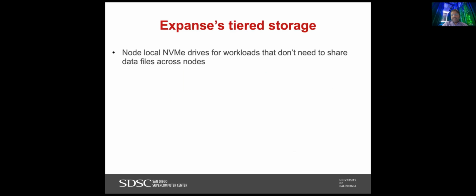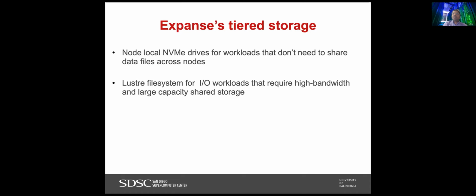So we have a tiered storage model on Expanse. We have node local NVMe drives for workloads that don't need to share data files across nodes, but need a lot of temporary storage. So that's about a terabyte of NVMe on each of these Expanse nodes. And on the GPU nodes, it's 1.6 terabytes. So that's a fair bit of local NVMe that you have available. We have a Lustre file system, which is for IO workloads that need high bandwidth, writing in big blocks, and you need large capacity shared storage.